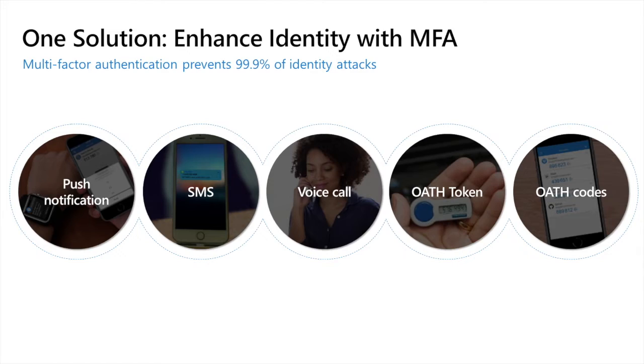Multi-factor authentication. With multi-factor authentication, you can have a number of elements that will help you further authenticate. So, for example, you can receive a push notification from a service provider. You might receive an SMS message, a voice call, or you might get an OAuth token or some kind of code received through your mobile device using, let's say, the Microsoft Authenticator.